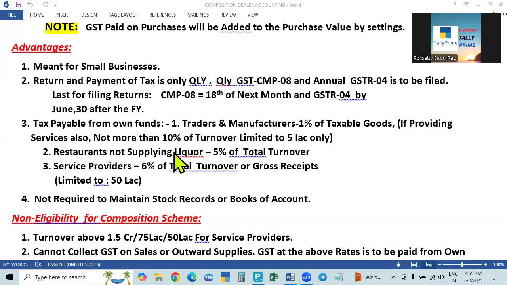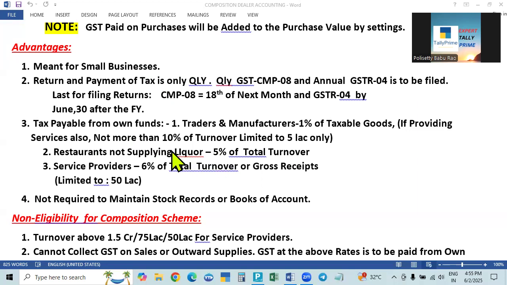So bar and restaurant, they supply food, they supply liquor also, but restaurants supplying liquor cannot become composition dealers. They cannot take up the composition scheme. Only restaurants not supplying liquor can register under the composition scheme. They have to pay 5% of the total turnover.